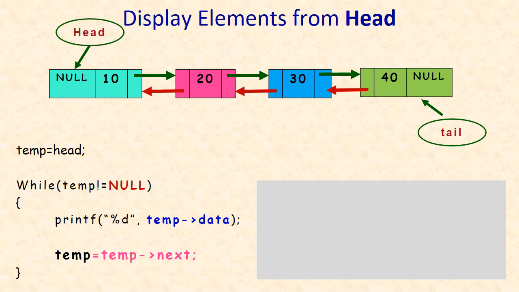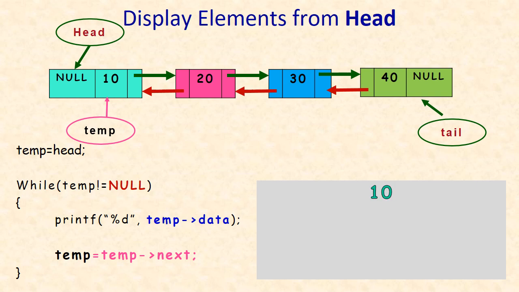So I will take a temporary pointer called temp, equal to head. That means I am starting from the first node. So temp is pointing to the first node, and here I took a loop and I am verifying whether temp is not equal to null, because whenever temp is equal to null, that means there are no further nodes to traverse, so we will stop the process there. Here temp is not equal to null, so I will get into the loop and display temp data. So 10 will be displayed.